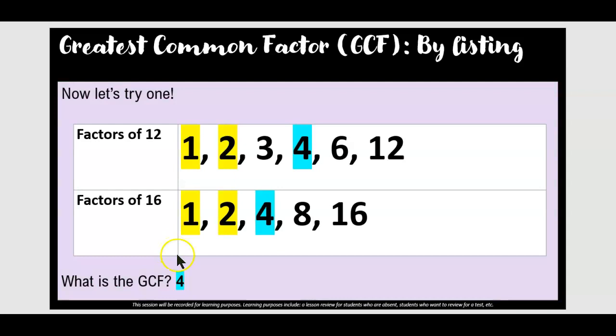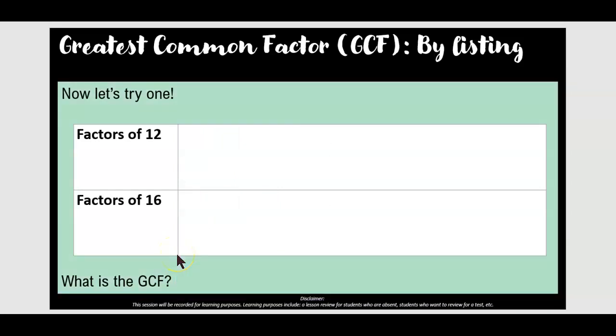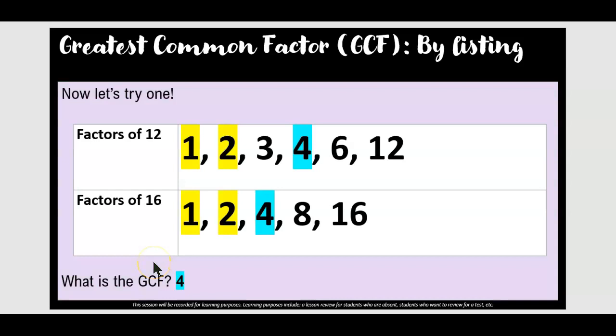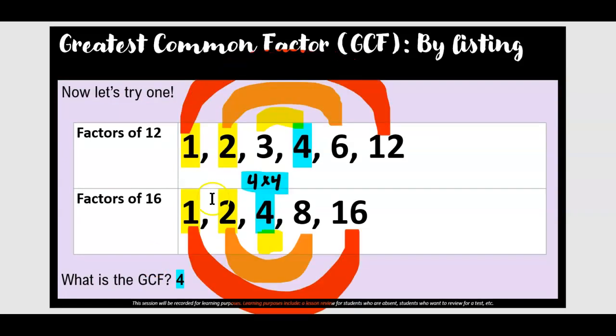Ready? I should have said try to do this first, then come back. Pretend like that didn't happen. Try to solve this problem and pause the video. I encourage you to pause the video and then come back and see how you did. Ready? Okay, let's see how you did. Good job. You remember the rainbow? Yeah, the rainbow, there it is. You're like, how did you come up with that? 1 times 12, 2 times 6, 3 times 4, all equals 12. 1 times 16, 2 times 8, 4 times 4, all equals 16.